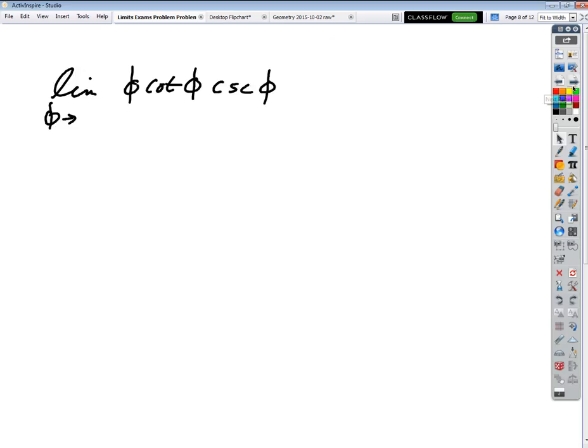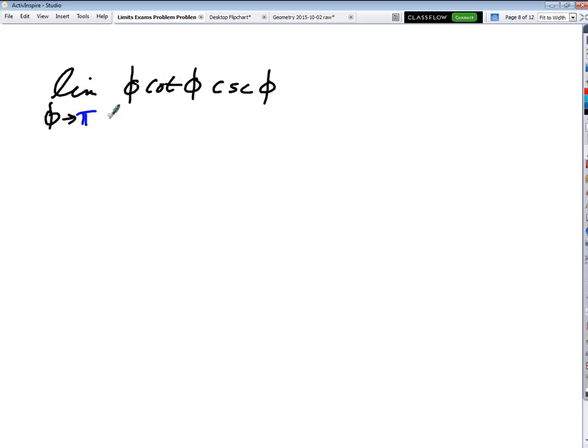Stuff like this. Bad stuff. Let's say we're approaching pi. So what's going to happen here? What do we do with stuff like this when we have cotangents and sines and cosines? Good. We rewrite this in terms of sines and cosines so we can simplify it.